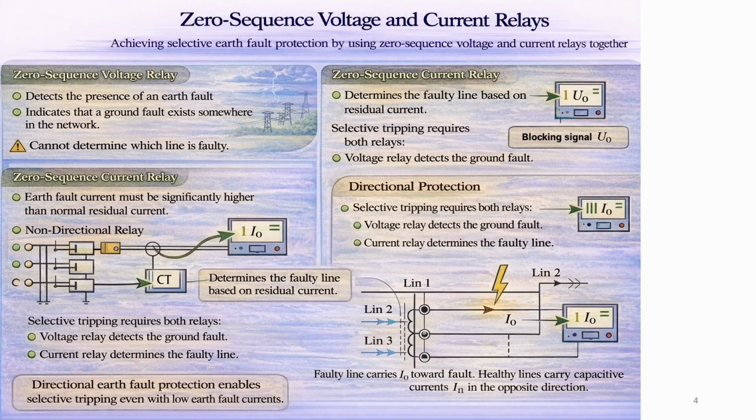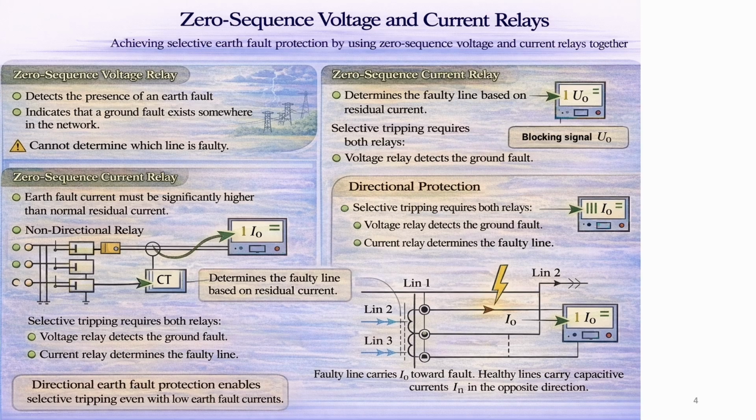Next, we explain how zero sequence voltage and current relays are used together in earth fault protection. Zero sequence voltage relays are mainly used to detect the presence of an earth fault. They indicate that the ground fault exists somewhere in the network. On their own, zero sequence voltage relays do not provide selectivity. They do not show which feeder or line is faulty.